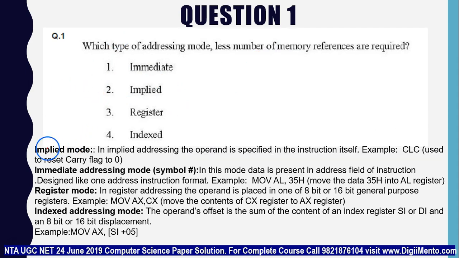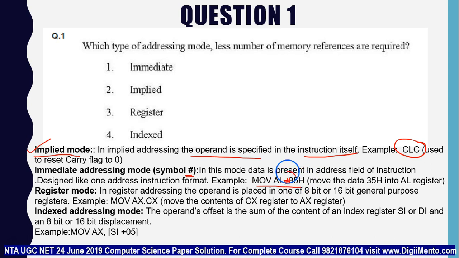This complete theory is also written here, and you can read from this. In implied addressing mode, the operand is specified in the instruction itself. For example, we have the instruction CLC, which is used to reset the carry flag to 0. Next is immediate addressing mode, where we use the hash symbol. For example, we can say MOV AL, 35H, where 35H is given in hexadecimal.